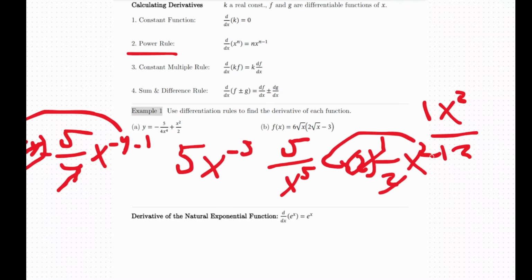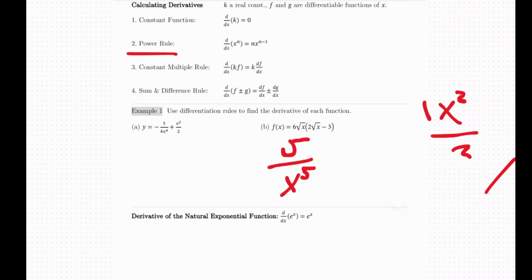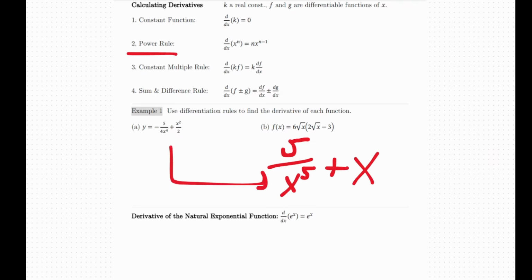Because obviously those two cancel out, and then you're subtracting it by 1, so all you're left with is a bare x to the first, which is just x. So now I'm just going to erase a little bit of this, and now we can see our answer for part A, which is going to be this plus x.